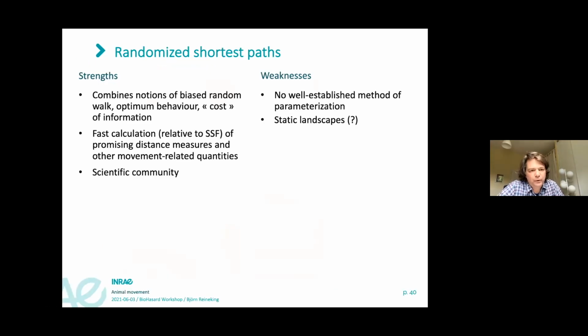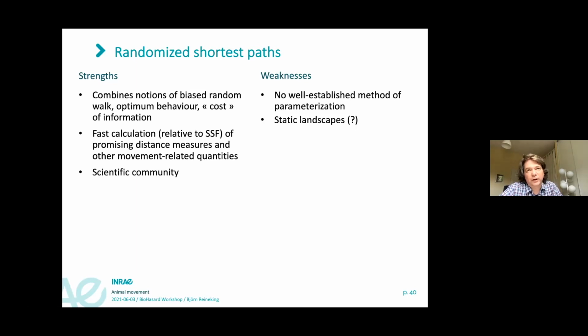So when we talk about the randomized shortest path, it's nice that it can calculate fairly quickly a certain number of distance measures. What's also nice is that there is a fairly strong scientific community working with this. So in particular in image analysis, this is where a lot of the technical development is happening.